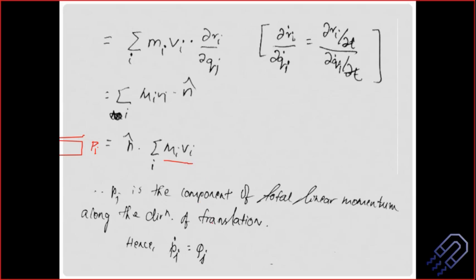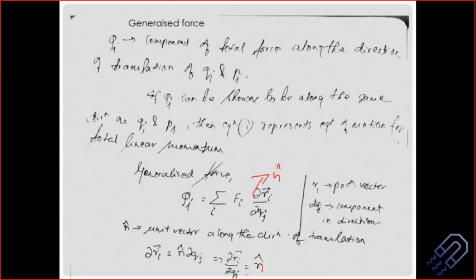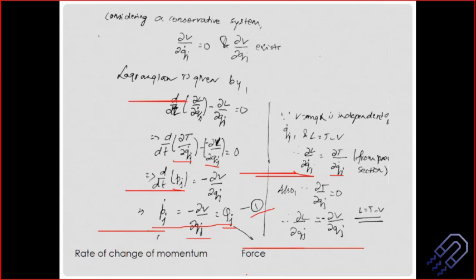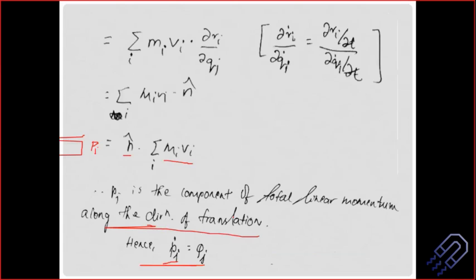So Pj is the component of total linear momentum, because this is linear, the component of the total linear momentum along the direction of translation, because there is an n cap there. So you see everything here, whether you take n cap, or whether you consider Mi, Vi separately, all has got a meaning. Okay, and hence we can say that Pj dot is equal to Qj. How? Again, go back. See here, we actually found out this relation. Pj dot is Qj, and then I have gone here and said that Pj dot is equal to Qj.